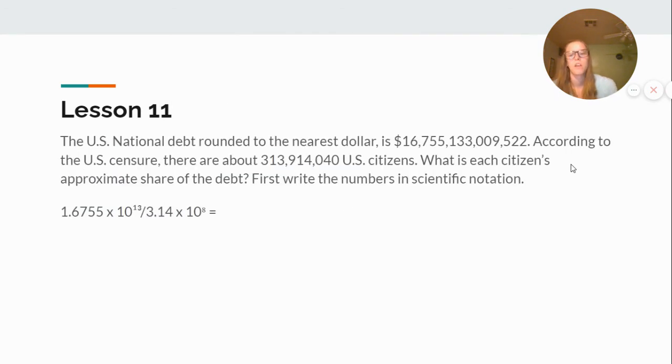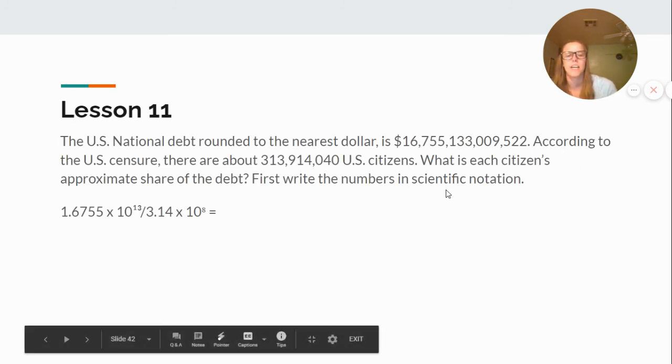Lesson 11, we looked at the U.S. national debt rounded to the nearest dollar. I'm not going to read it to you. According to the U.S. Census, there are about that many U.S. citizens. What is each citizen's approximate share of the debt?